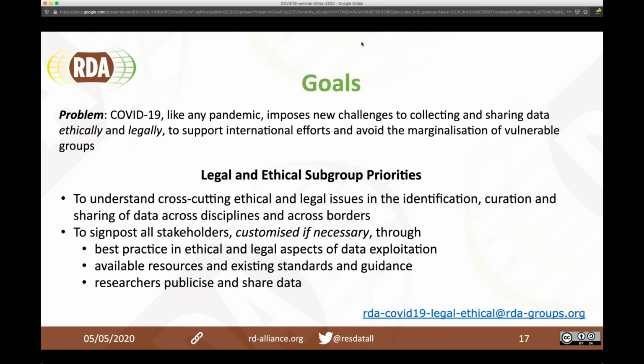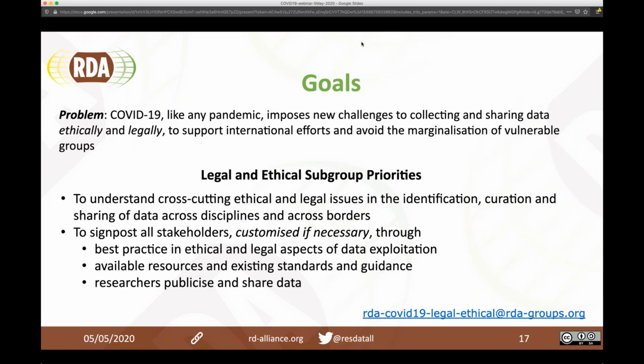And really we come from the position that during a pandemic, there are a whole new set of challenges which affect the various communities and stakeholders. And so we looked to provide support for all of the efforts going on internationally, and specifically, which was a very important point for us, to avoid the marginalization of those groups who are vulnerable, be that because of where they live or who they are.